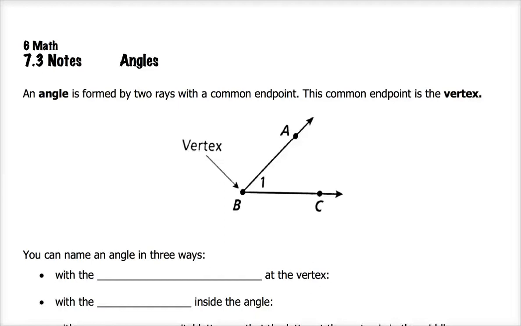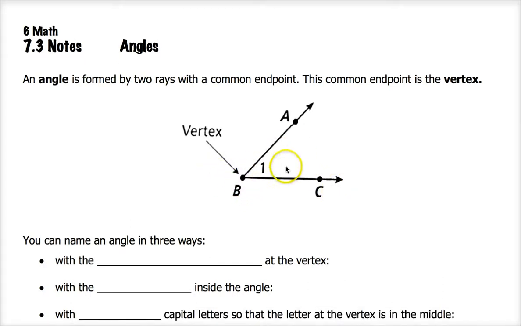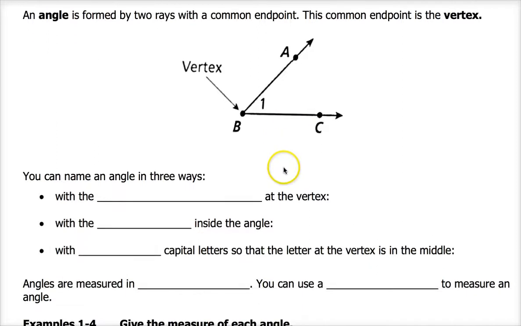Hey there, 6th grade. In this next video, we're going to look at another geometrical figure called an angle. An angle is formed by two rays that both share a common endpoint, and that common endpoint is known as the vertex of the angle. So here is an example of what an angle looks like. This angle is formed by the ray BA and the ray BC, and they both share a vertex, which is the point B here. You can name angles in three ways.